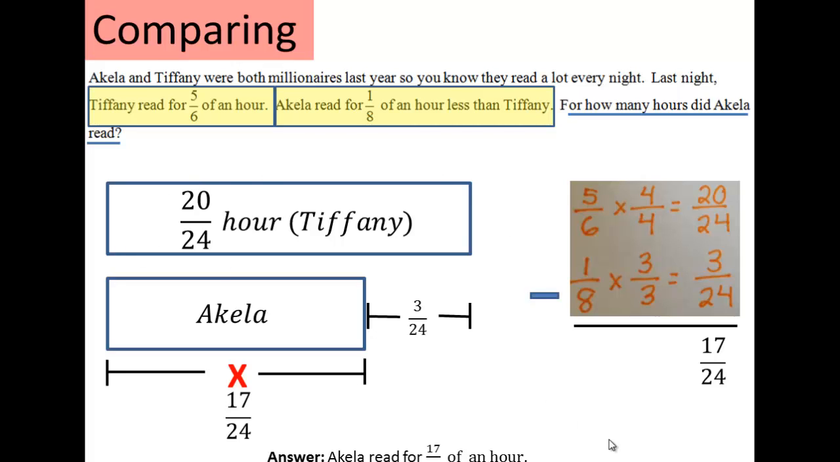Now, you might sometimes see a question that says, instead of for how many hours did Akila read, for how many hours did Tiffany and Akila read in all? Then you still do the same steps, but your final step would be adding what Akila read to what Tiffany read. And for that, you would get an answer of 37 over 24. And then you can make that into a mixed number.